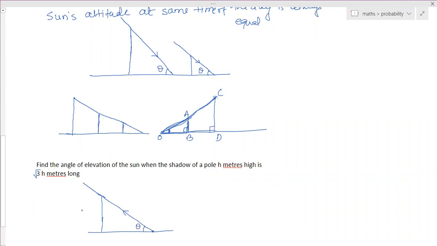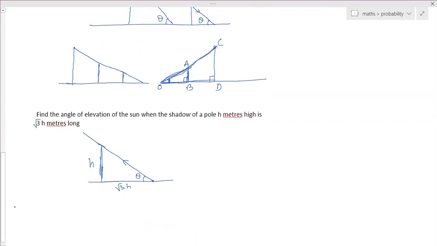Shadow of a pole h meters high. This is a pole which is h meters high, and this was the shadow, which is root 3h. You have to calculate this angle. So how to calculate? We have to use trigonometry for it. So which value for theta? We have the sides h and root 3h. Which ratio includes these two sides?